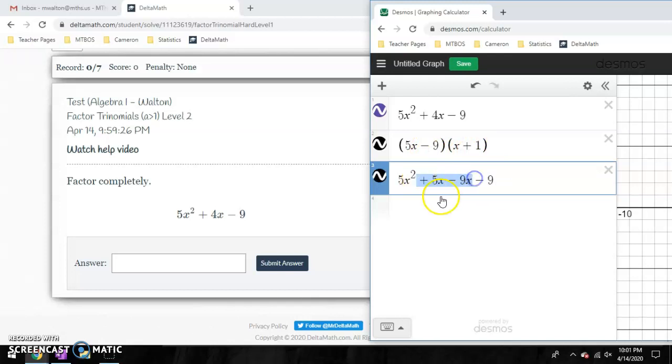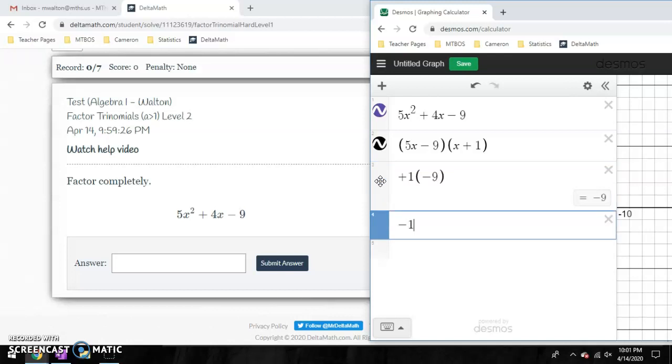However, when I combine these, well, that's not quite working out. We have a 5x and a -9x. That adds up to a -4x. All right, so we just tested +1 and -9. Let's go and test the other ones. Let's test -1 and +9. Those multiply to -9.